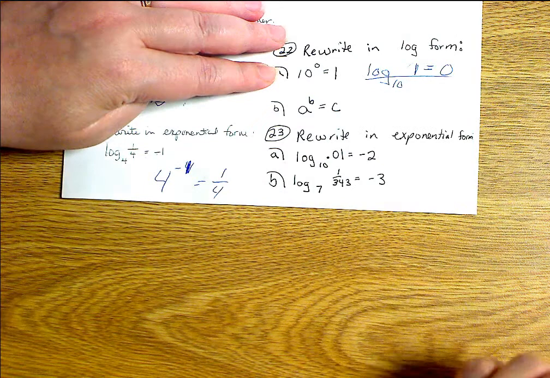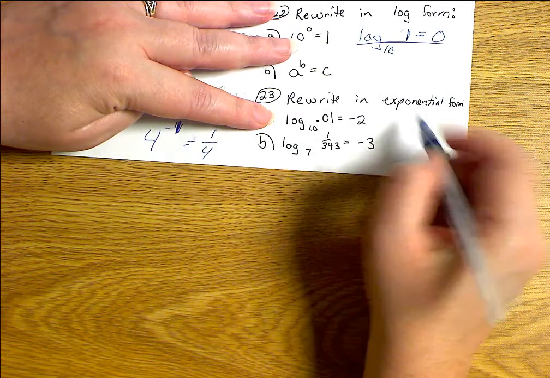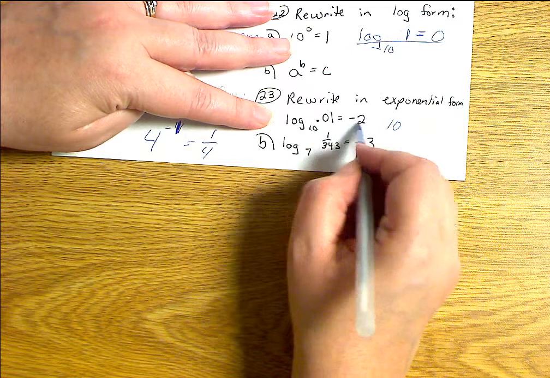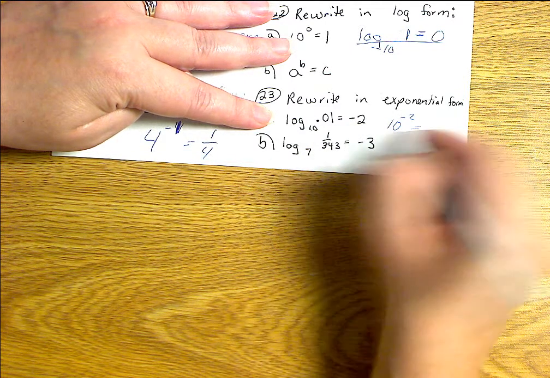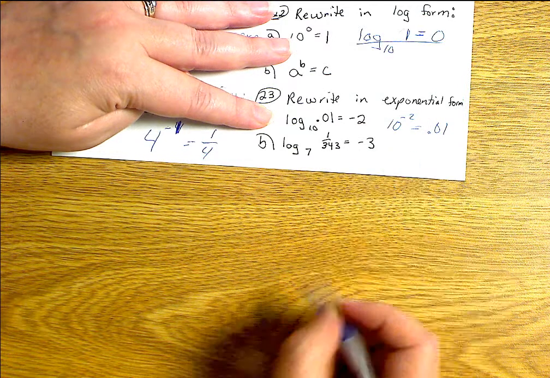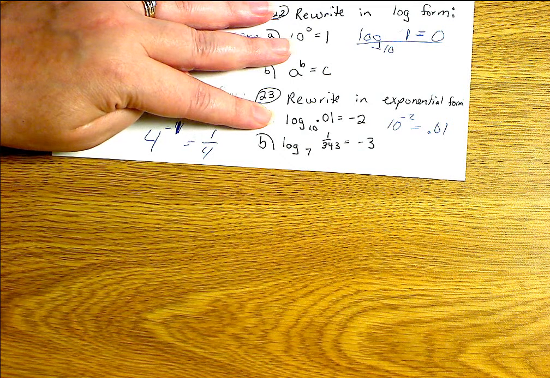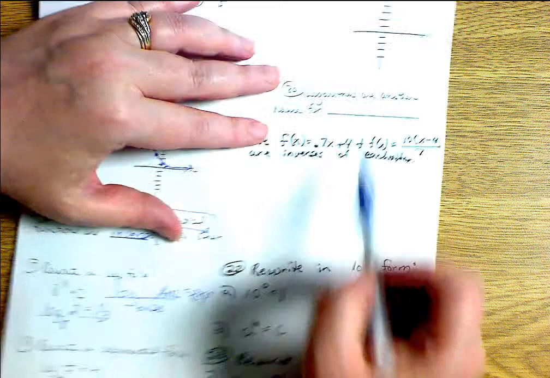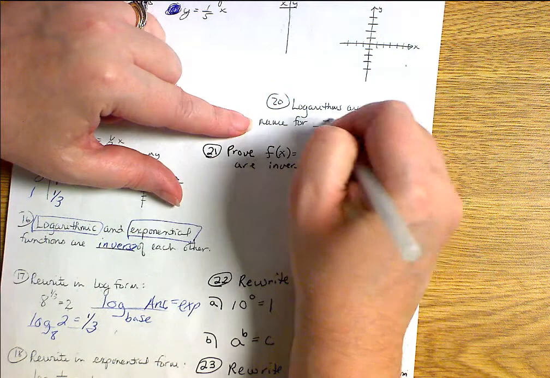It's just more practice. So this is your base. So it's 10. Logs are exponents, so that's my exponent. So a -2 equals my answer of 0.01. So it's basically being able to go back and forth between these. Logs are another name for exponents. Logs are exponents.